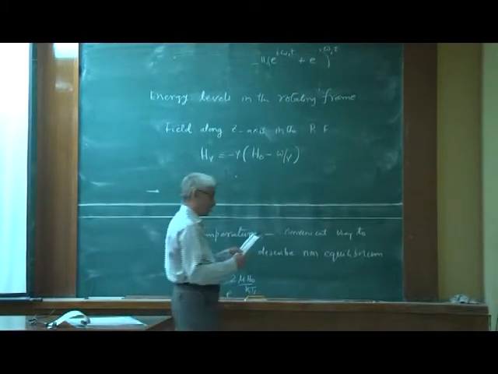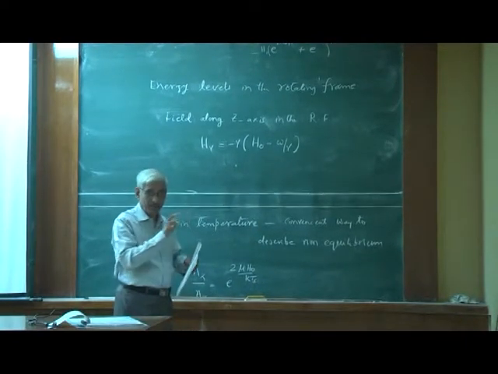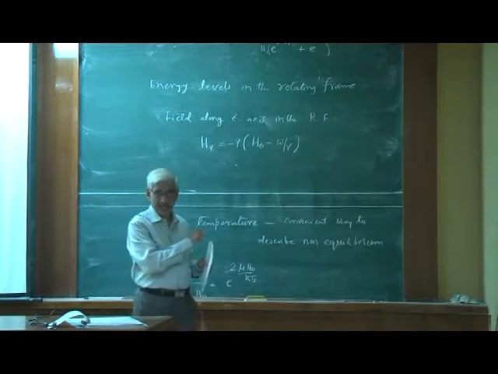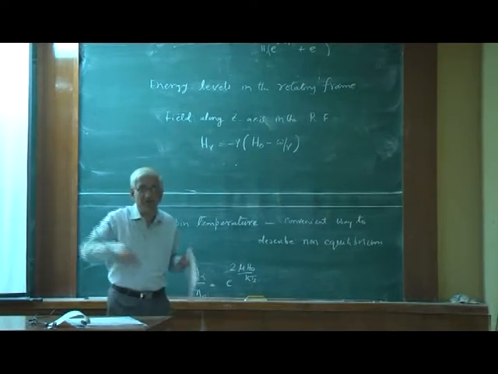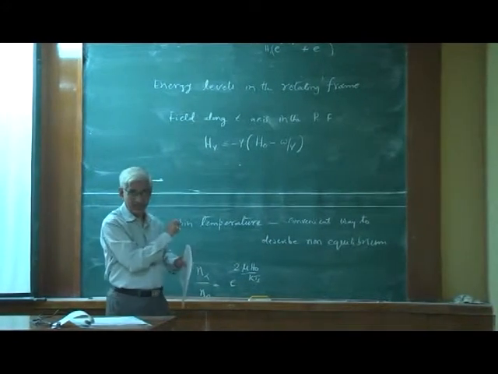Okay, now. This is the net field. This is the field in the rotating frame. H1 is not included yet here. Okay, we are only going to the rotating frame. Frequency is included, H1 is not included.